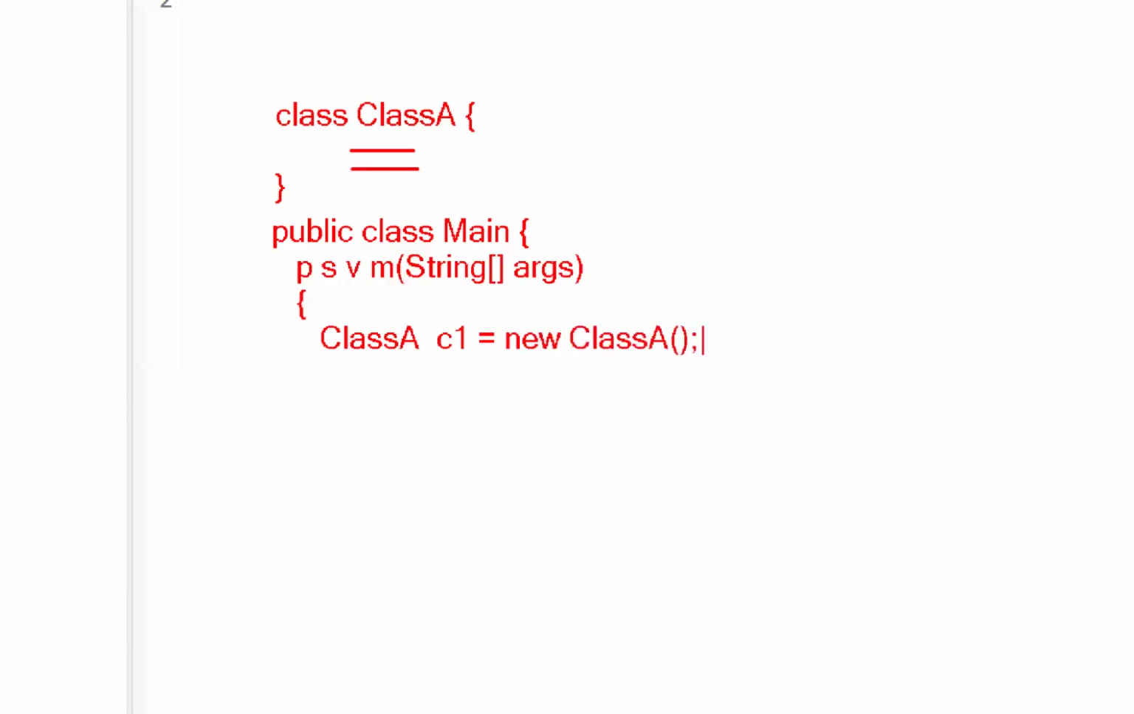Am I right or not? Yes, very good. This is the way of creating an object. One object I have created. Can I create one more object also? Yes, we can. For a class, we can create multiple objects.